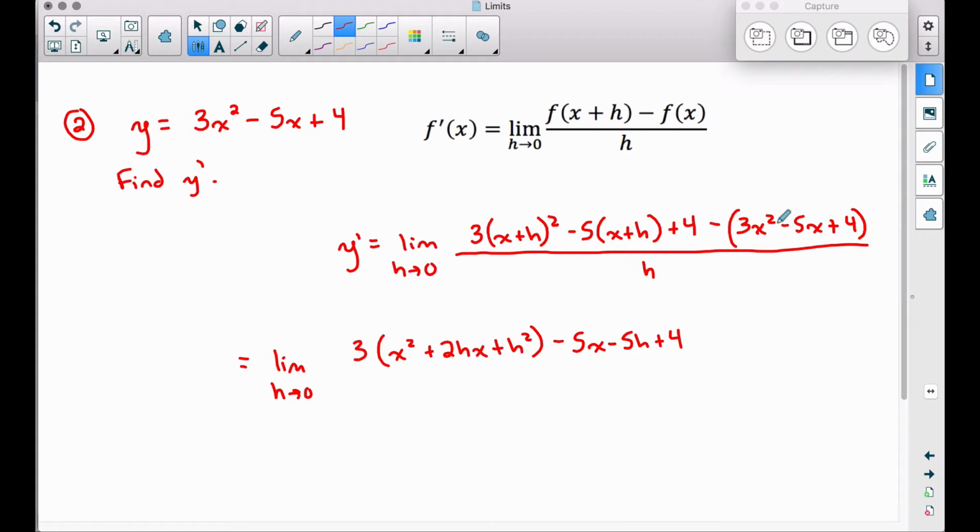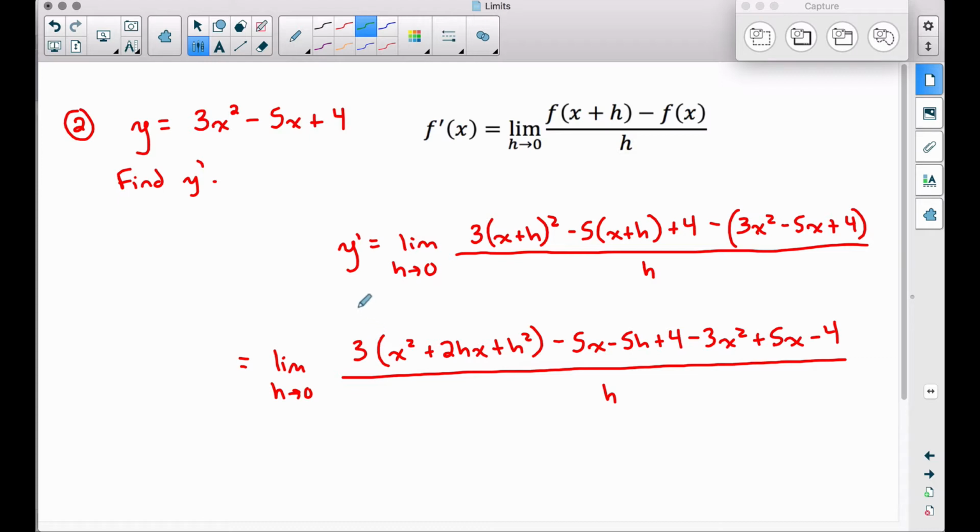And now distribute your negative across here. So minus 3x squared plus 5x minus 4. And this is all over h. So all I'm going to do here to save a little bit of space is distribute this 3. So 3x squared plus 6hx plus 3h squared. I distributed the 3 to all 3 of these terms. So replacing that, and now let's see what happens.